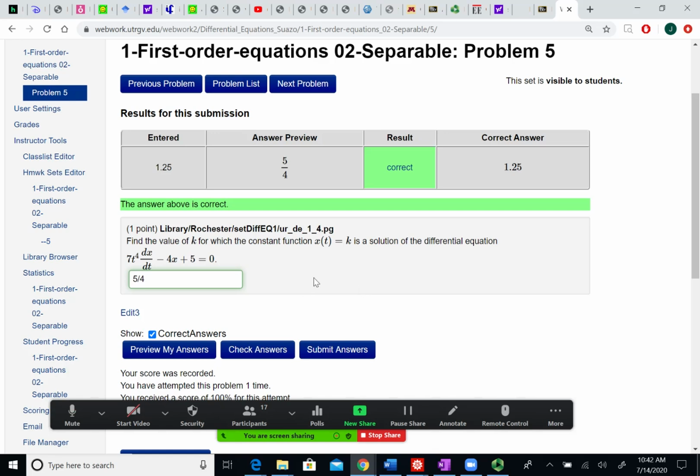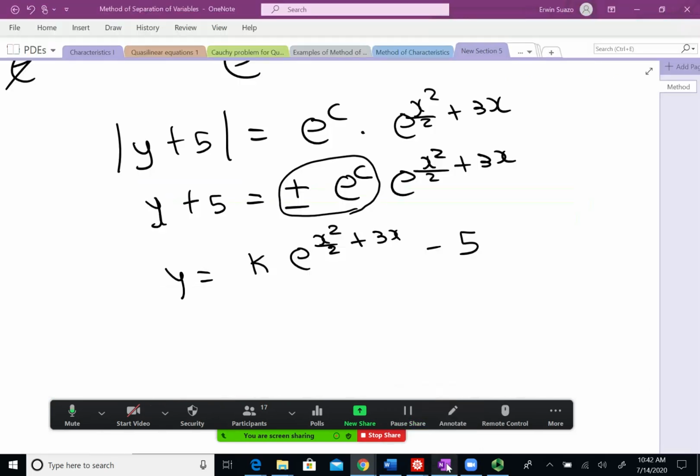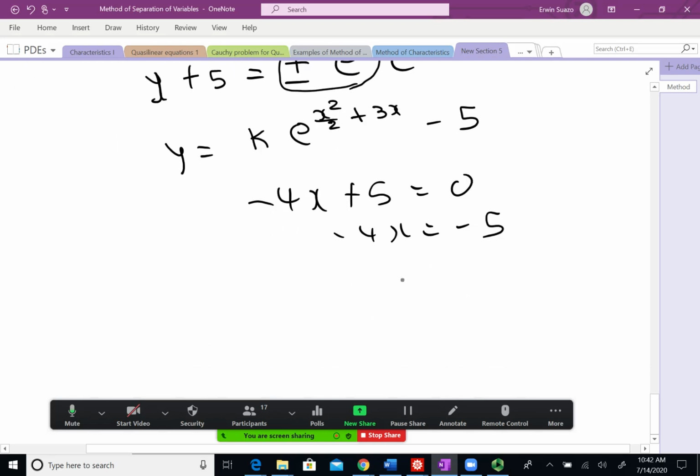Say again. Oh, because when I plug in, all that I had to do is plug in the x of t. That is a constant, right? So when I plug in here, the derivative of a constant is 0. So this k must satisfy the equation. So I need to solve minus 4k plus 5 equals 0. So I got minus 4k equals minus 5, and then k equals 5/4. And that's k.